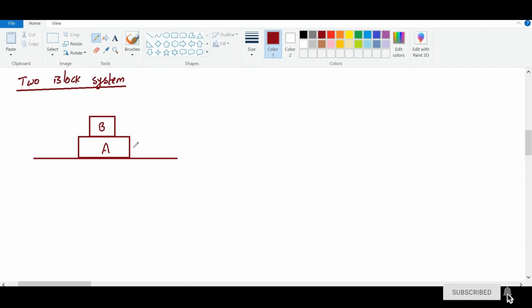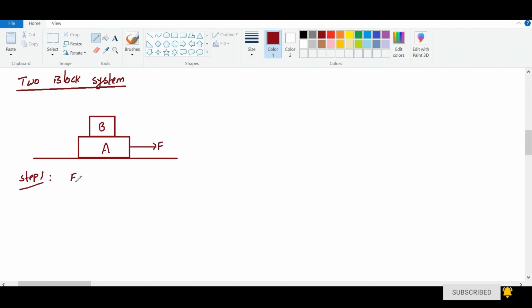Now on one of the blocks a force will be applied. Let it be a force F given on A. Question number 1, how to solve this? I will tell you three steps. Step number 1: first check whether this force is enough to move the block.